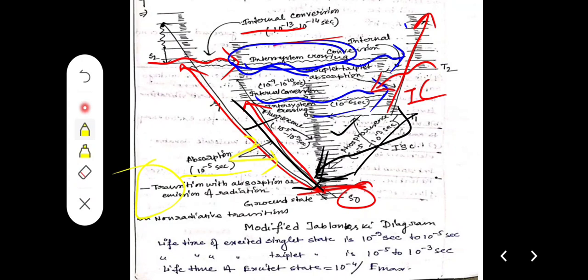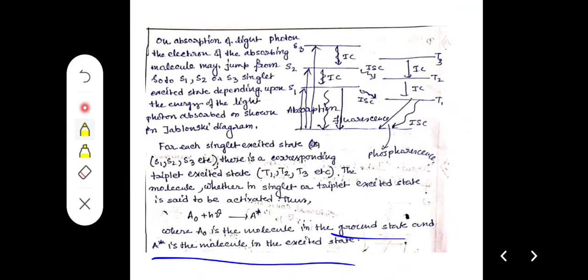Now always remember, a transition with the absorption or emission of radiation is a radiative transition. Absorption, fluorescence and phosphorescence are termed as radiative transitions. Non-radiative transitions are basically inter-system crossing and internal conversion. This is a non-radiative transition, IC. This is a non-radiative transition, ISC. This is also a non-radiative transition, ISC.